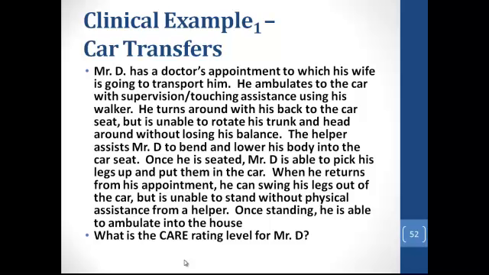Let's look at example number 1. Mr. D has a doctor's appointment to which his wife is going to transport him. He ambulates to the car with supervision or touching assistance using his walker. He turns around with his back to the car seat, but is unable to rotate his trunk and head around without losing his balance. The helper assists Mr. D to bend and lower his body into the car seat. Once he is seated, Mr. D is able to pick his legs up and put them in the car. When he returns from his appointment, he can swing his legs out of the car, but is unable to stand without physical assistance from the helper. Once standing, he is able to ambulate into his house. What is the care rating level for Mr. D?